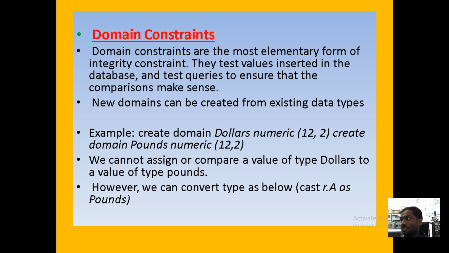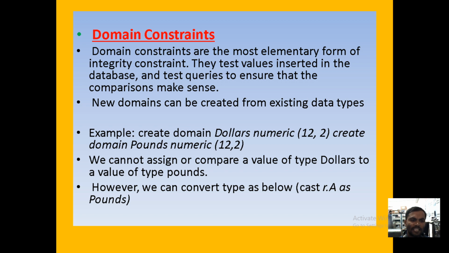The new domains can be created from the existing data type. Now if you want to define the domain, we can define it with the help of the existing data types also. After defining the data type, we can declare the constraint also. For the specific constraint on the particular attribute, we can define the condition with the help of the constraint.